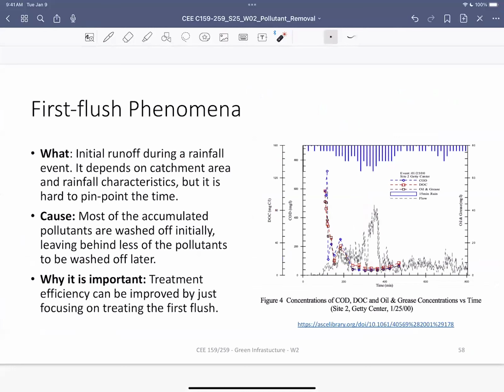And again, the reason is because accumulated pollutants are washed off initially, leaving behind less pollutant later to be washed off. So because of dilution, you'll have low concentration later. Why is this important? Because if you know what time you are getting a lot of pollutants, you can treat that water. If you remove the first flush water reaching the surface water, you will be able to remove 90% of pollutants in many cases.